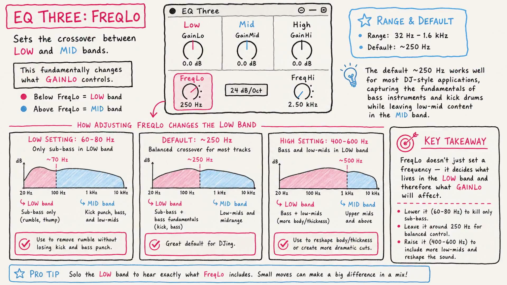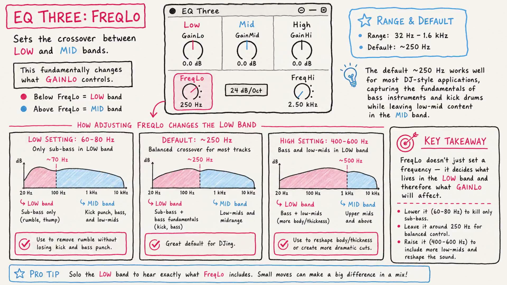FreqLo sets the crossover point between your low and mid bands, with a range of 32 Hz to 1.6 kHz and a default around 250 Hz. This parameter fundamentally changes what the GainLo knob affects. At lower settings around 60 to 80 Hz, only sub-bass content falls under GainLo's control. At higher settings, 400 Hz and above, you're including significant bass and low-mid content in the low band.